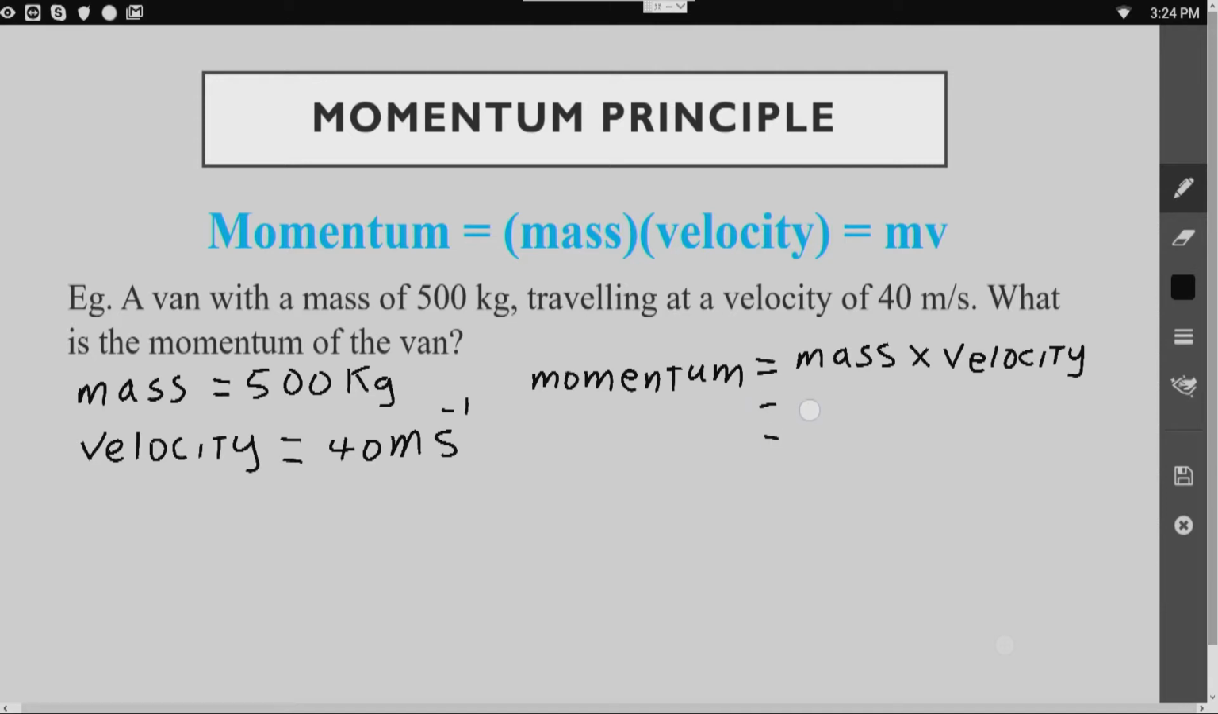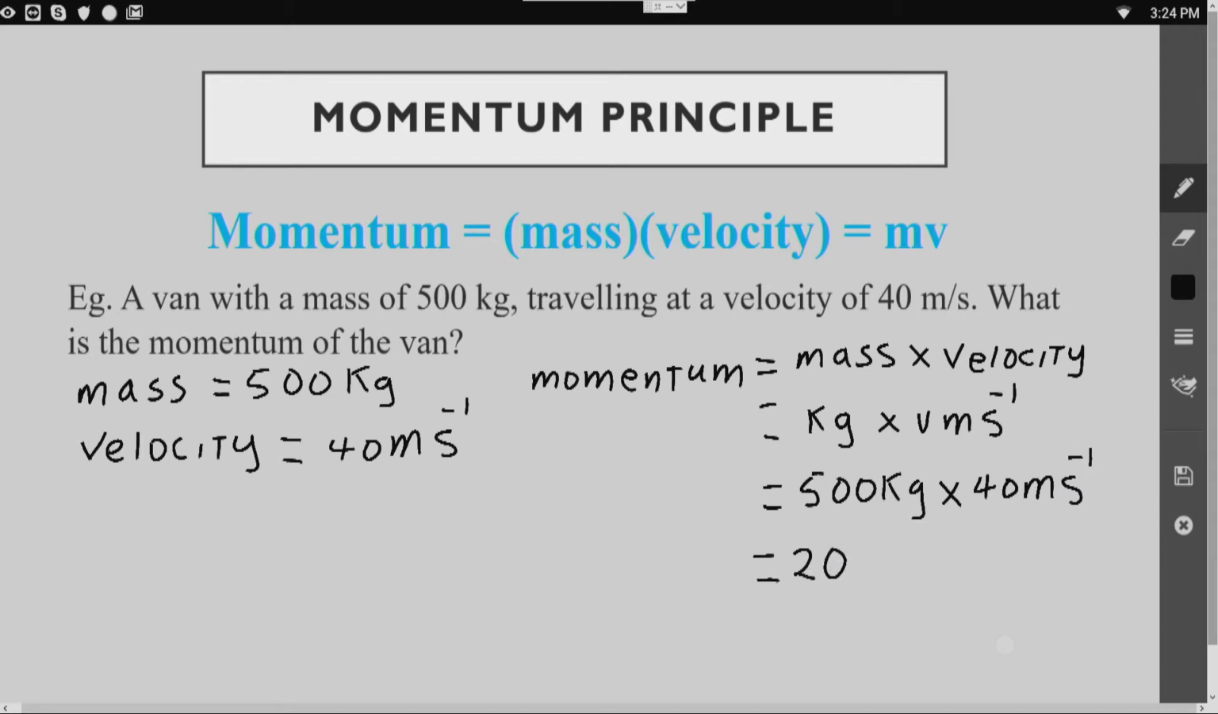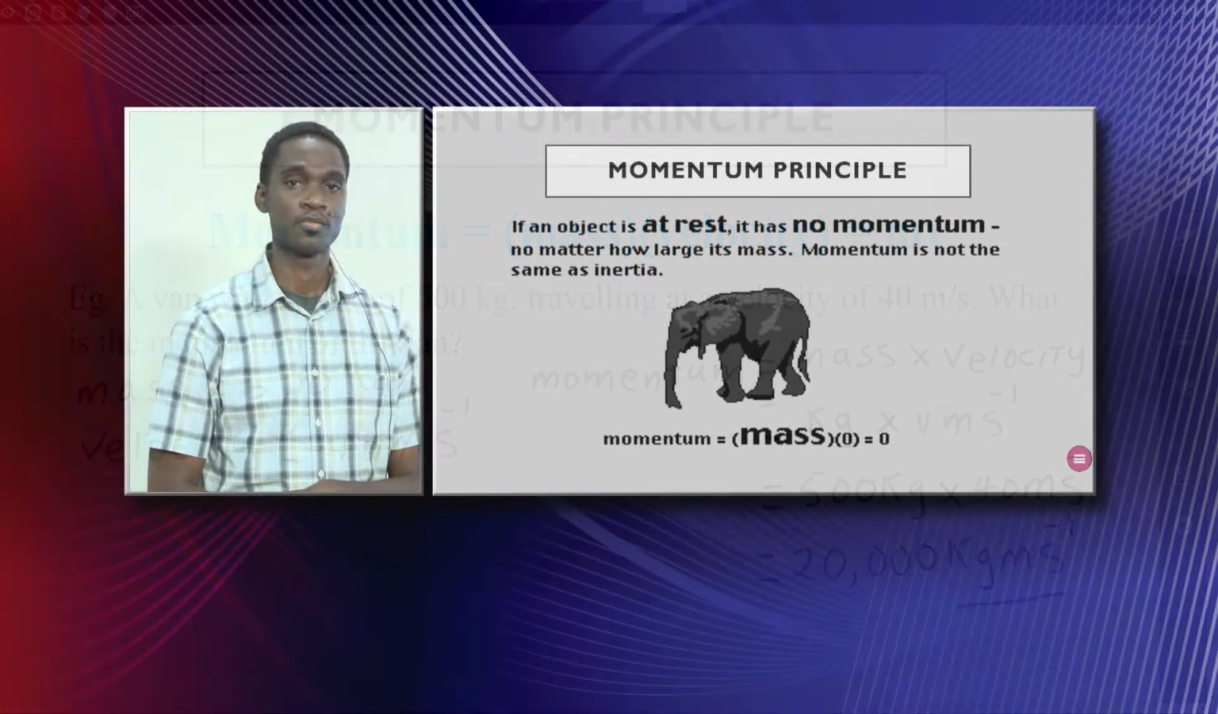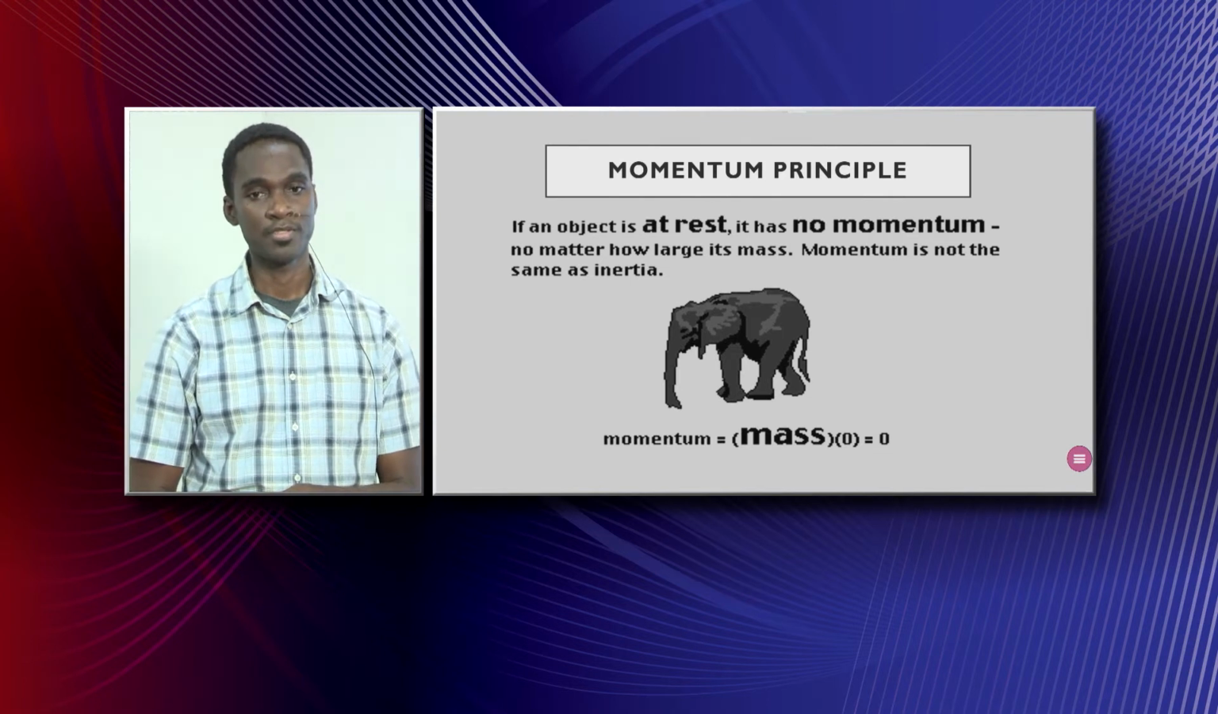The key thing to remember is that mass is measured in kilograms, whereas velocity is measured in meters per second. And so now if we put in our variables, we have 500 kilograms multiplied by 40 meters per second, and this would give us 20,000 kilogram meters per second. So here we have the unit of momentum: kilogram meters per second.